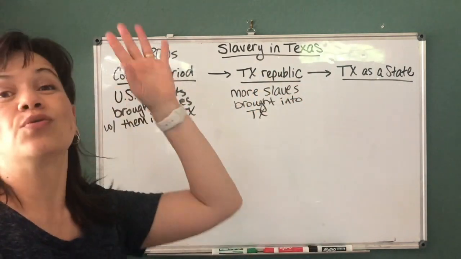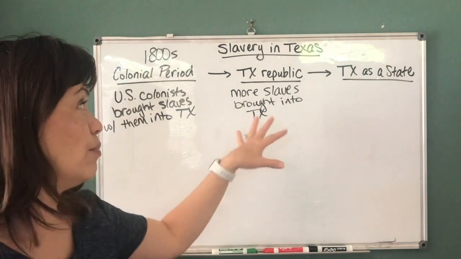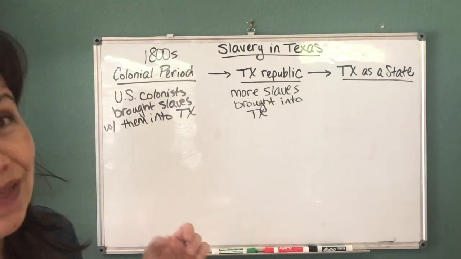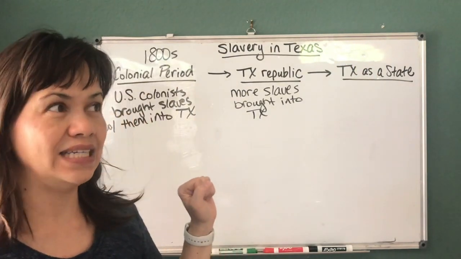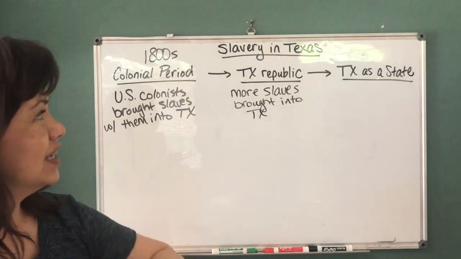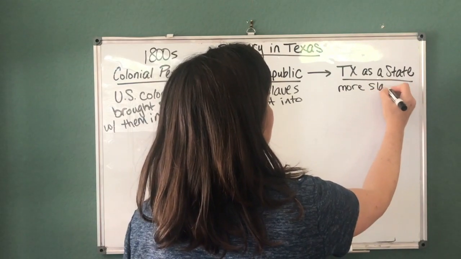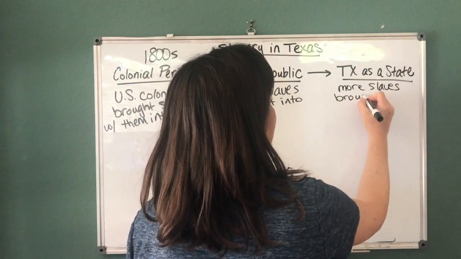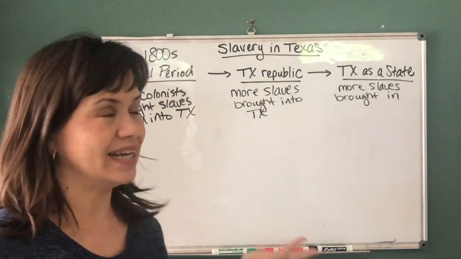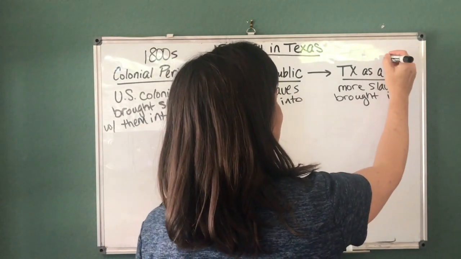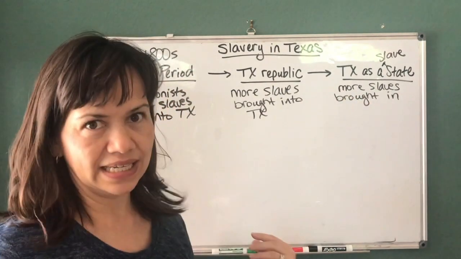And so now that the door is wide open, it's no longer against the law. More and more colonists were coming into Texas, and they brought more and more slaves into Texas. And then when Texas was annexed as a state to the United States in 1845, even more slaves were brought in, because Texas was added to the Union as what kind of state? As a slave state. So we can even put that in here. So Texas was added as a slave state. So more slaves were brought in.